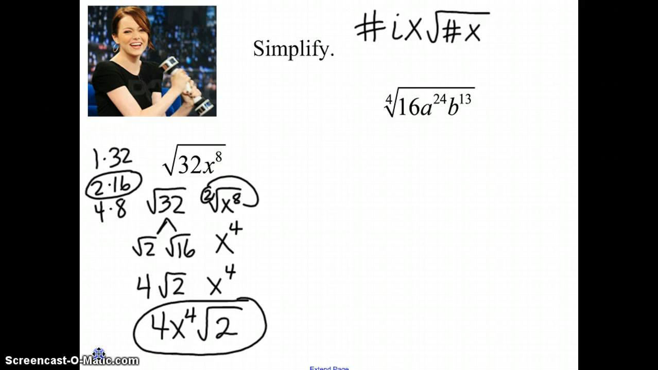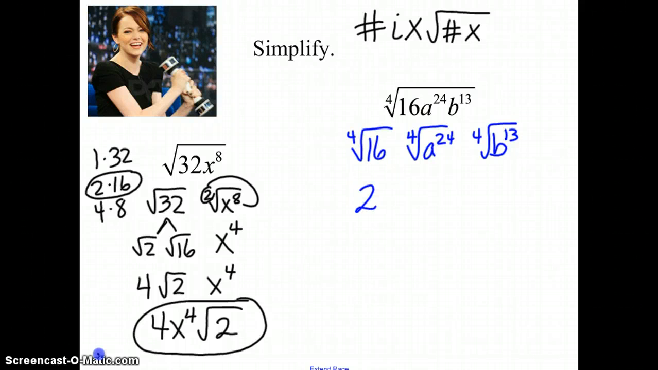Perfect. Over here, this time we've got the 4th root instead of the square root, but it's still the same. Break things into parts if it helps. And the 4th root of b to the 13. The 4th root of 16, I know that 2 times 2 times 2 times 2 is 16, so the 4th root of 16 is 2. This one I can simplify. 24 divided by 4 is 6, so I get a to the 6th.